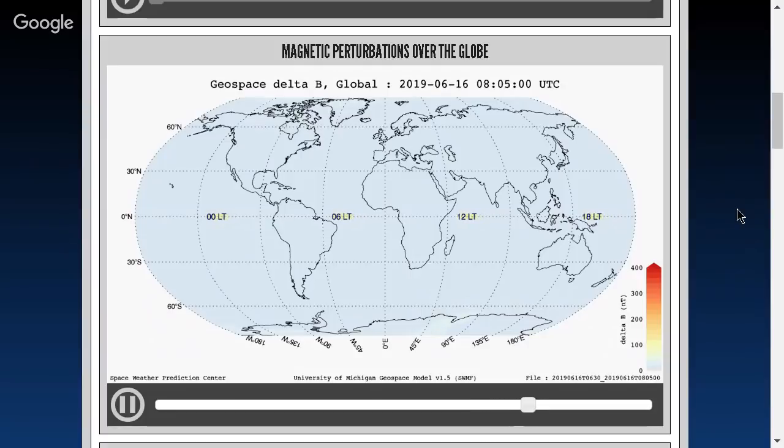And we see at the end of the movie, those have all shut down, as the solar wind is super weak. So no big changes going on in the B field. Again, this is geospace delta B, in other words, changes in the Earth's B field.